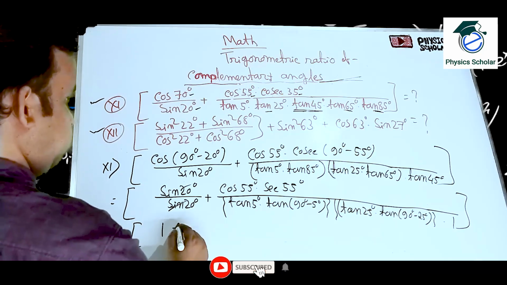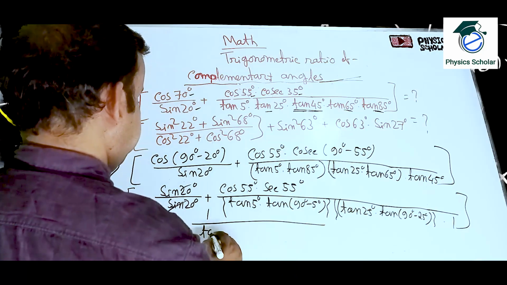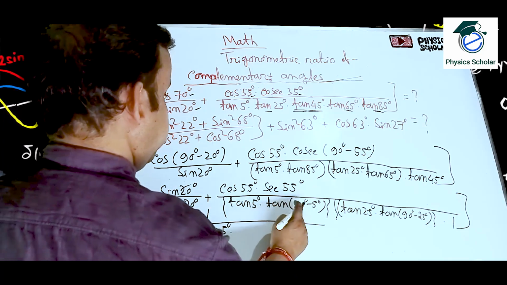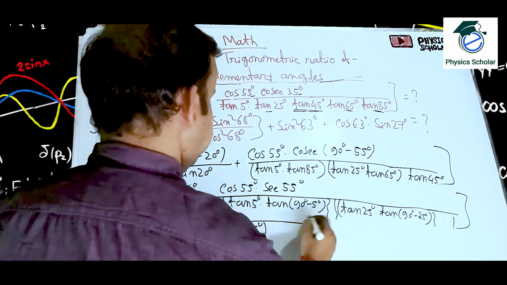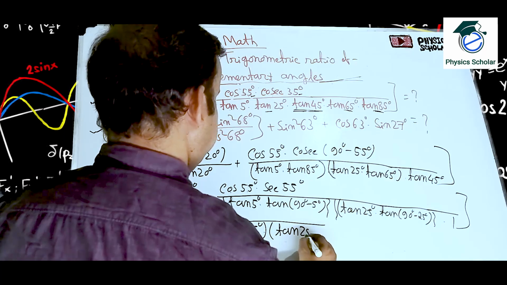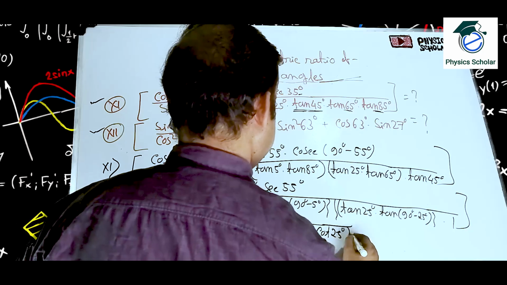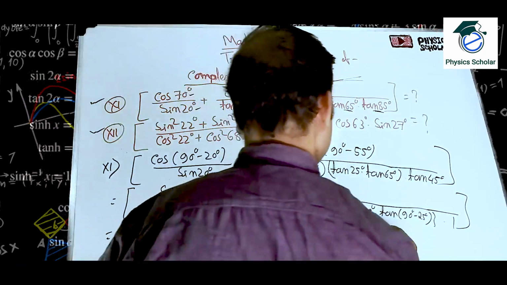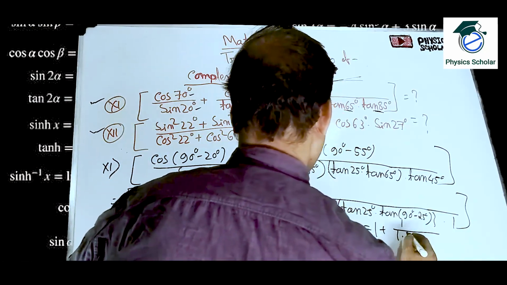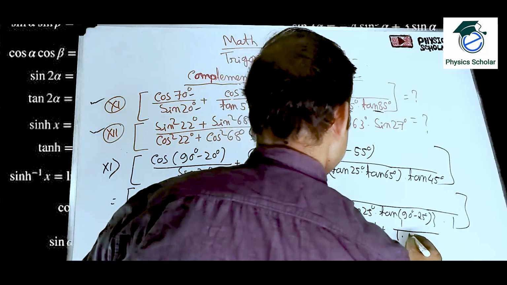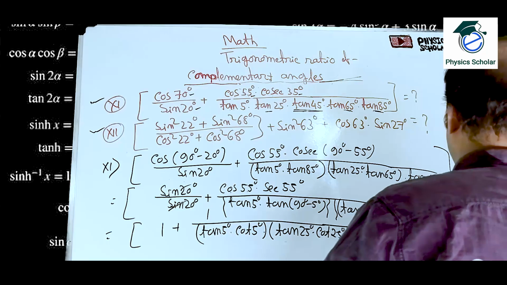So this will be 1 plus cos theta into sec theta, which means 1, divided by tan 5 degree into tan (90 minus 5), which means cot 5 degree, into tan 25 degree into tan (90 minus 25), which means cot 25 degree, into 1. Therefore 1 plus 1 divided by tan into cot, which means 1 into tan theta into cot theta, which means 1 into 1. That means 1 plus 1, that is 2. That will be your answer.